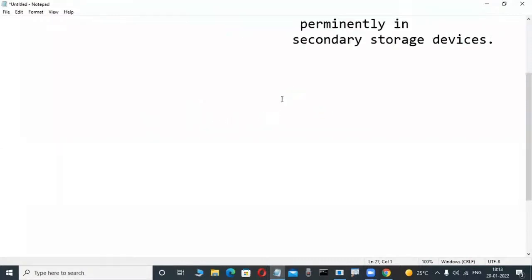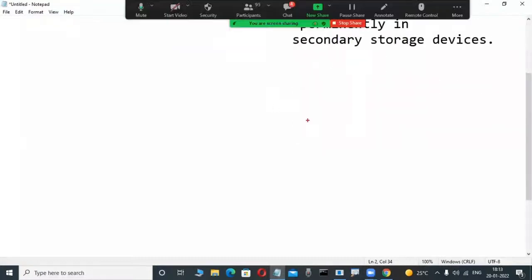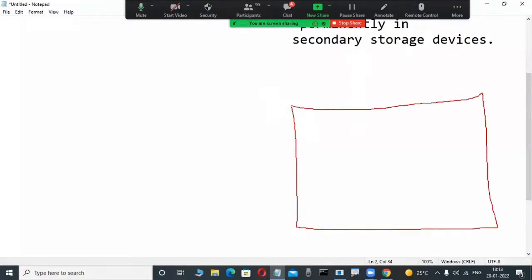Suppose I'm installing Oracle software, which is one of the database software. Whenever I install Oracle software into my system, automatically some place is created in the hard disk. Maybe this place is called a database. So many fellows are thinking like that: in this place only we are storing data.